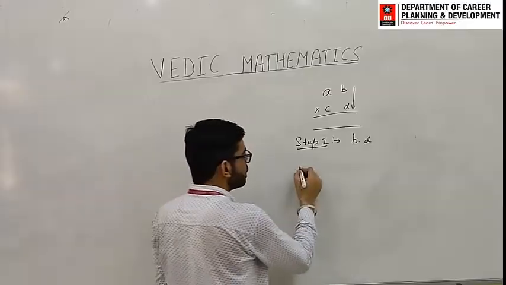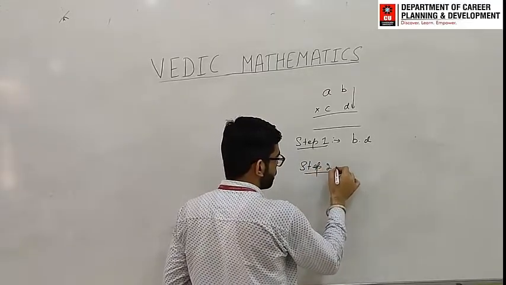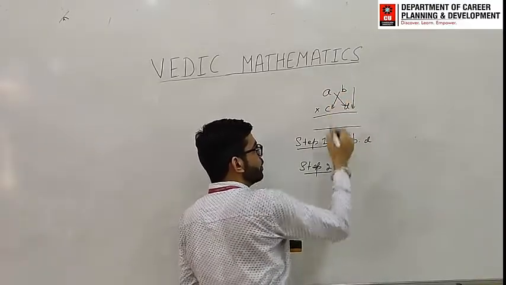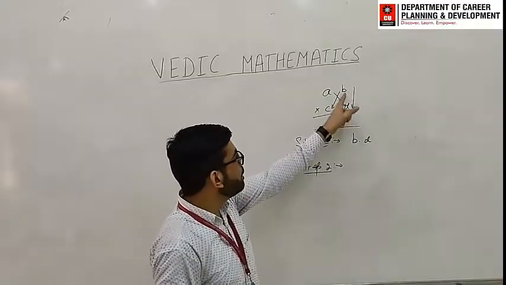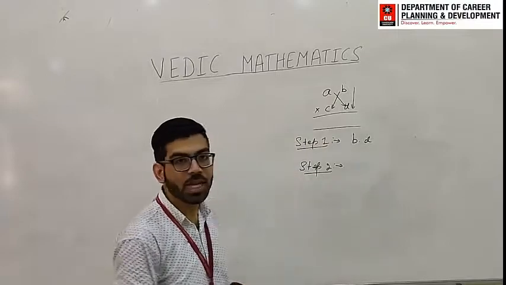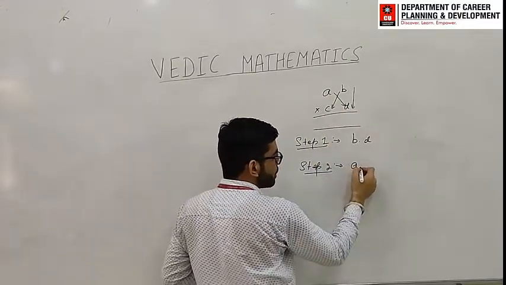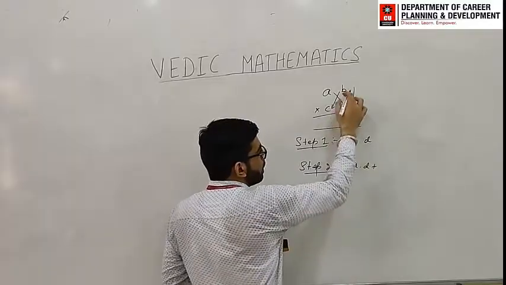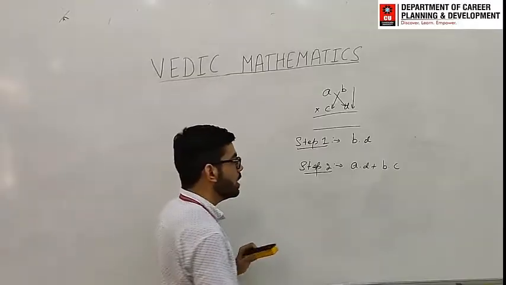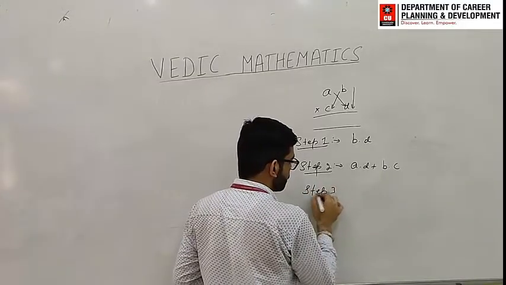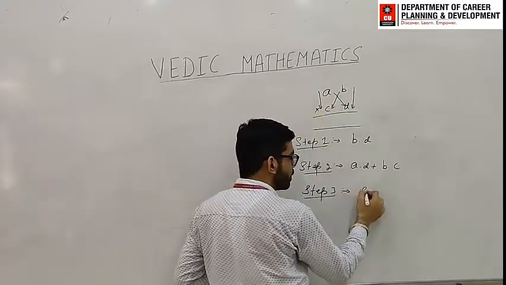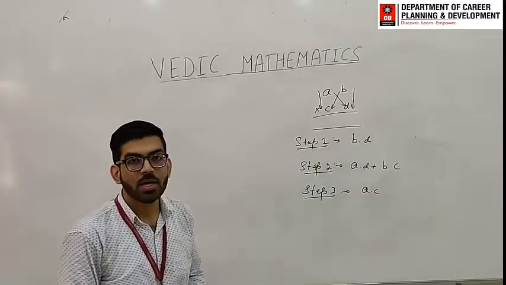Move to step number 2. Step number 2 will be the cross multiplication. That means A multiply by D, B multiply by C. Whenever you see a cross here, this cross means the addition. That means AD plus BC. This one is our step number 2. Let's move to step number 3. Step number 3 is again the last numbers, that means A and C. I hope this one is clear.